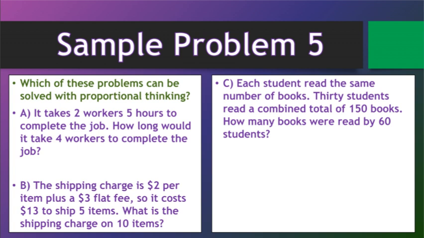Next one, which of these problems can be solved with proportional thinking? A, it takes 2 workers 5 hours to complete the job. How long would it take 4 workers to complete the job? And letter B, the shipping charge is $2 per item plus a $3 flat fee. So it costs $13 to ship 5 items. What is the shipping charge on 10 items? And then our third one, each student read the same number of books. 30 students read a combined total of 150 books. How many books were read by 60 students?